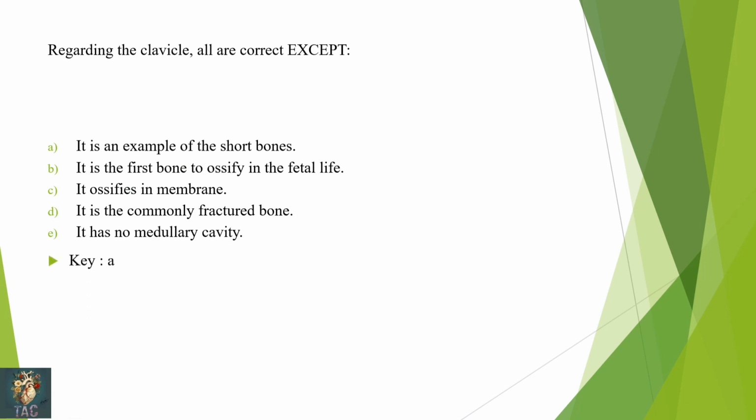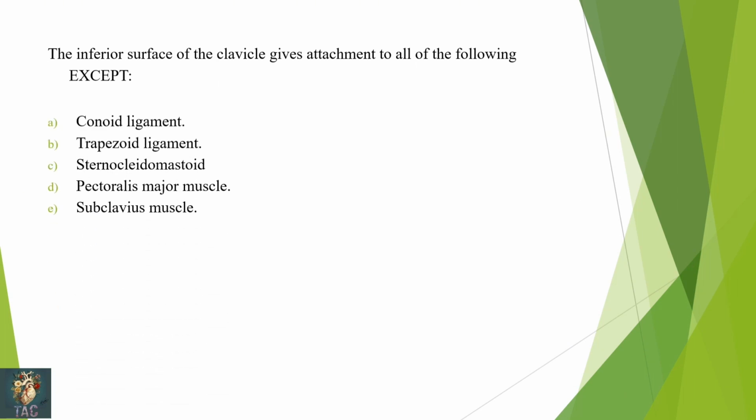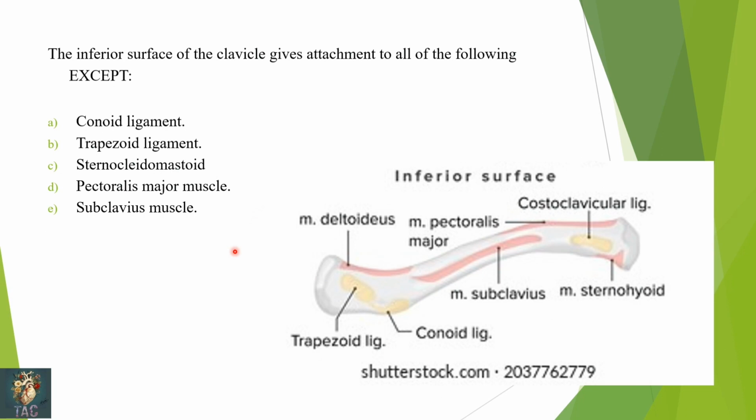option. Next question is, the inferior surface of the clavicle gives attachment to all of the following except: conoid ligament, trapezoid, sternocleidomastoid, pectoralis major and subclavius muscle. So look at this. This is the conoid ligament, the trapezoid ligament, subclavius muscle and pectoralis major. So sternocleidomastoid is the answer.